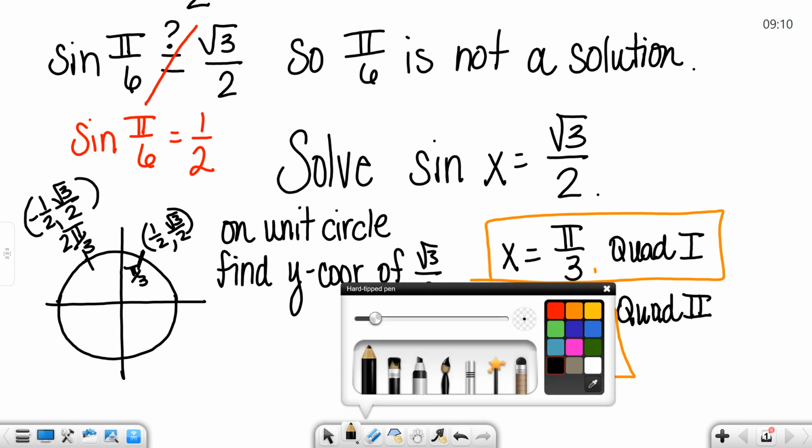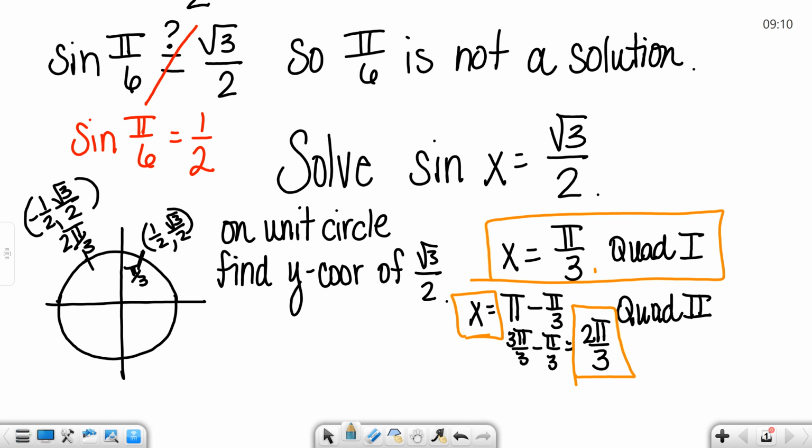But here's what I could do. I could go around the circle more than once. Let's say I end up right here. Let's say that's my first angle.